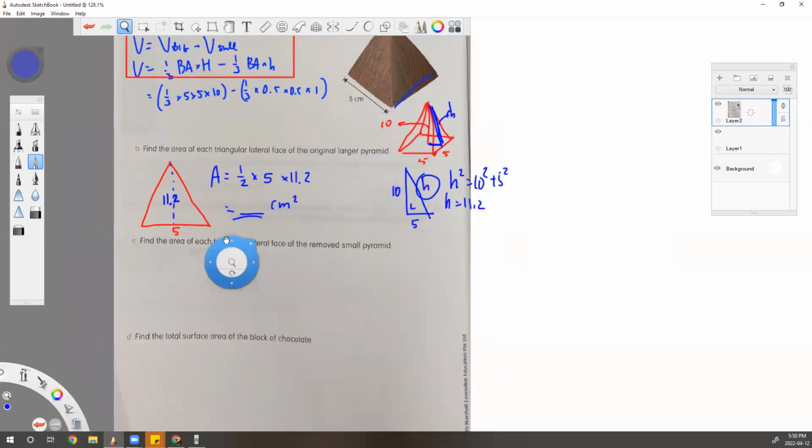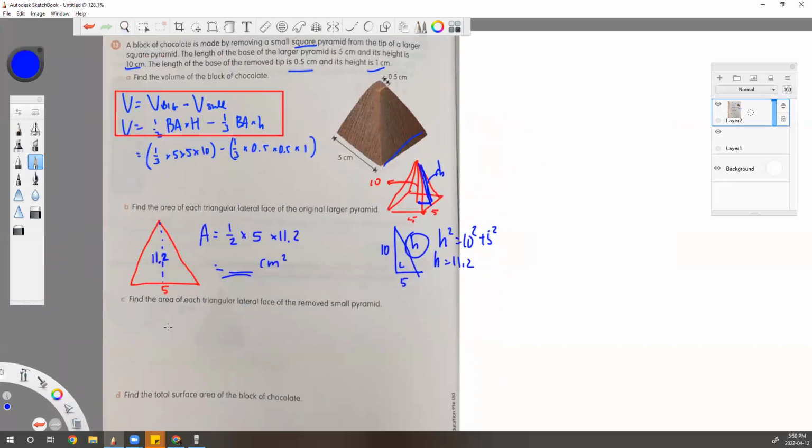The removed small pyramid has the base of 0.5. Make it smaller, right? And how about this height? It has to be 1.12, right? It's 10 times smaller, so the height will be 1.12, 10 times smaller than the height of the original one. So the area of the triangle that is removed is 1 over 2 times 0.5 times 1.12, and you get the answer in cm squared.